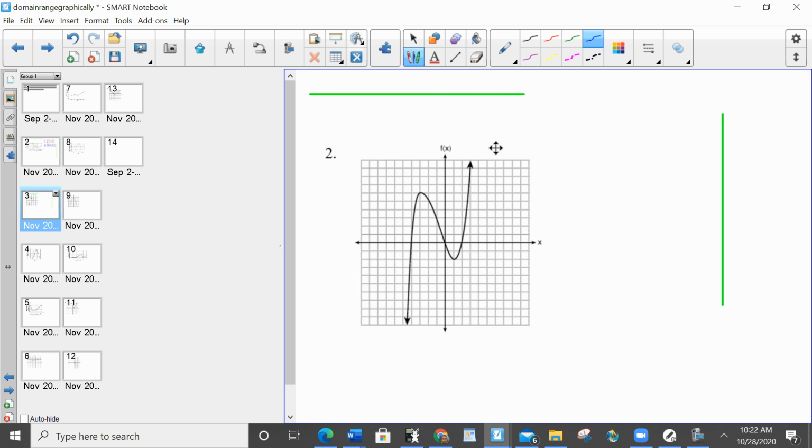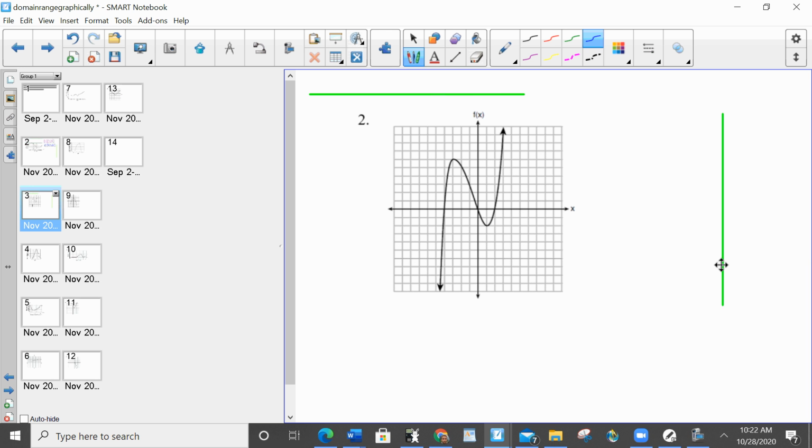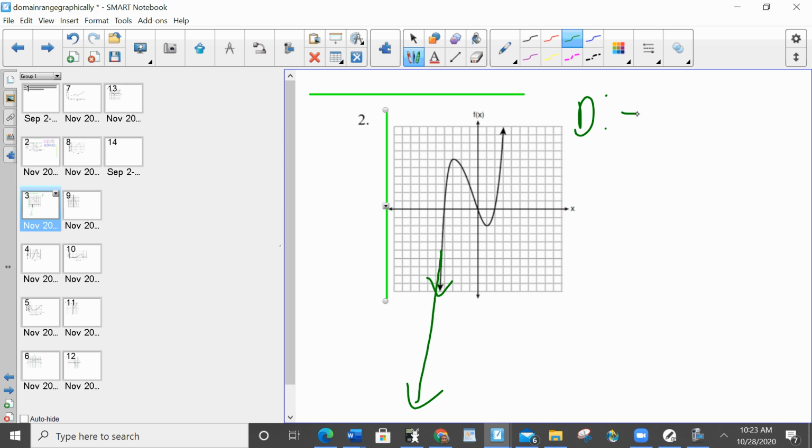Number 2, let's start with domain. Domain is all my possible x values. So I'm going to travel along my x-axis. And I'm going to determine where the graph starts and stops. Is there graph all the way out here at negative infinity, or is there an arrow pointing out here? Yes. Since I have an arrow here, that means this thing is going down and left forever. So my domain will start at negative infinity.